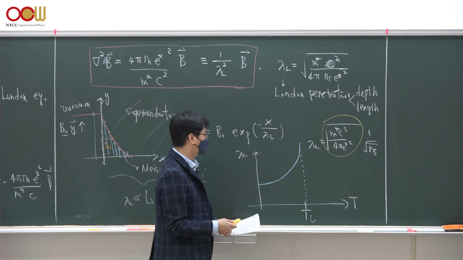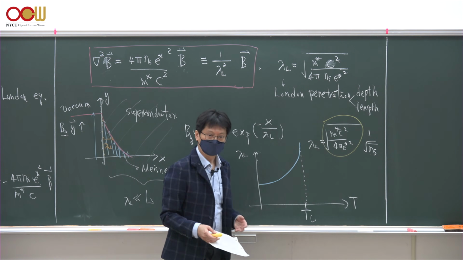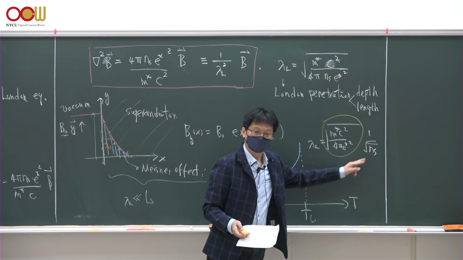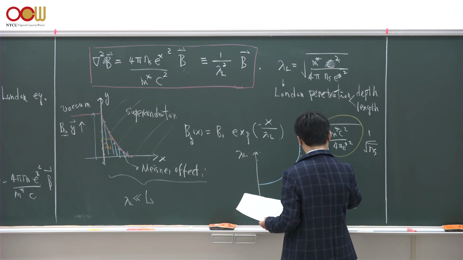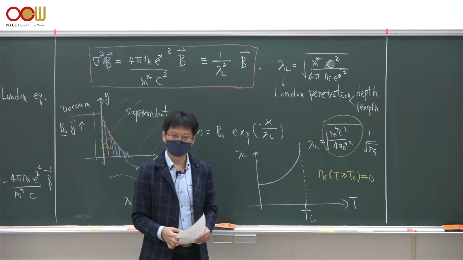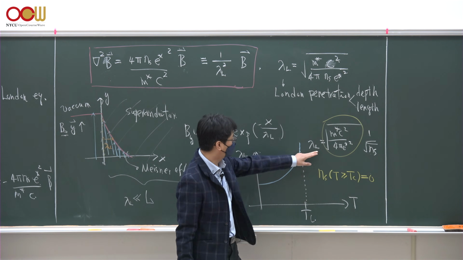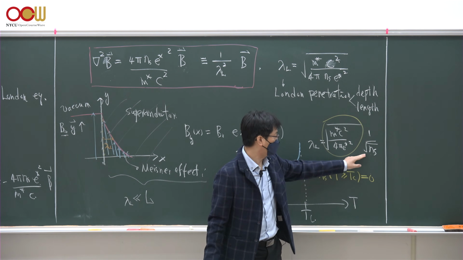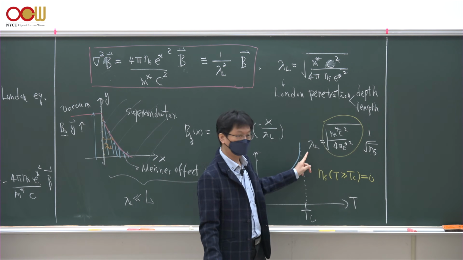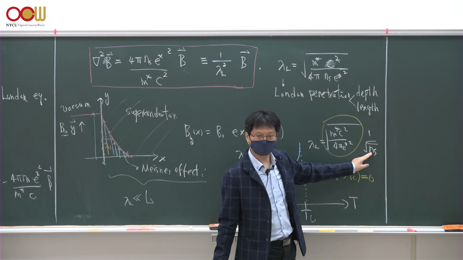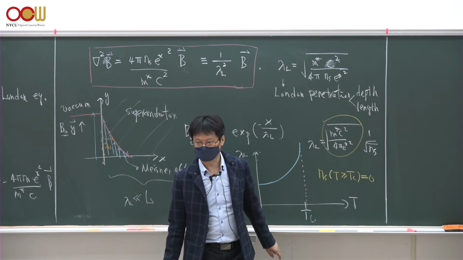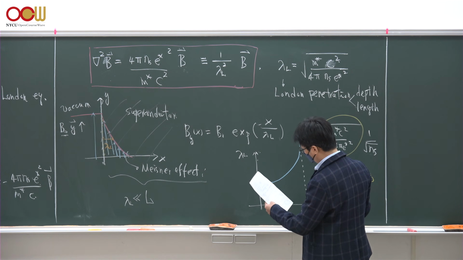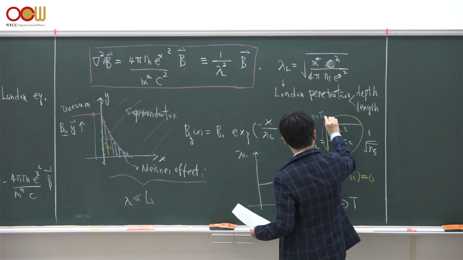So in the superconducting state, Ns is finite, but in the normal state, when T is larger than Tc, then this quantity is 0. So Ns is 0 when temperature is greater than or equal to Tc. You can see very clearly that when Ns goes to 0, this factor, square root of Ns, appears in the denominator of lambda L. As a result, when Ns goes to 0, lambda L goes to infinity. And this is exactly what happened here: the London penetration depth goes to infinity as T goes to Tc.